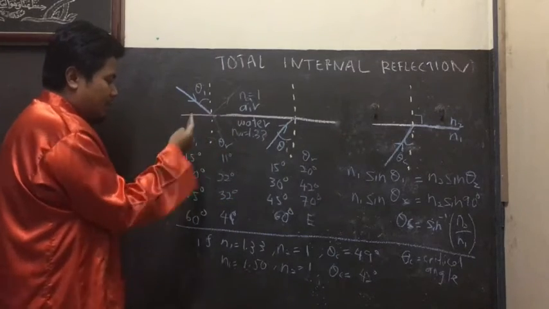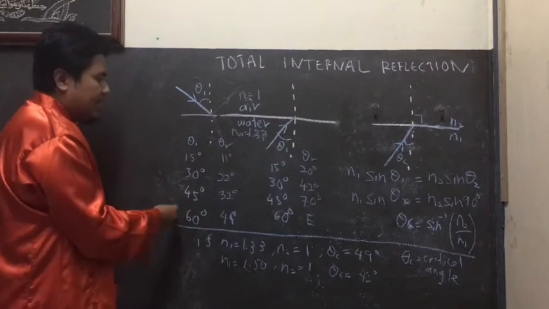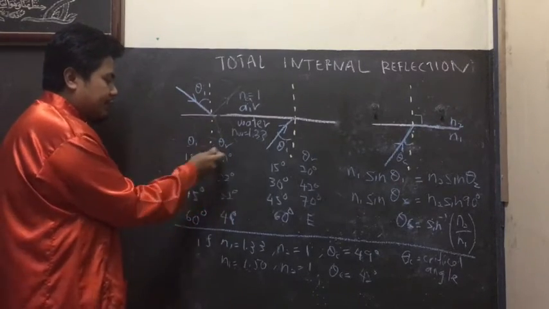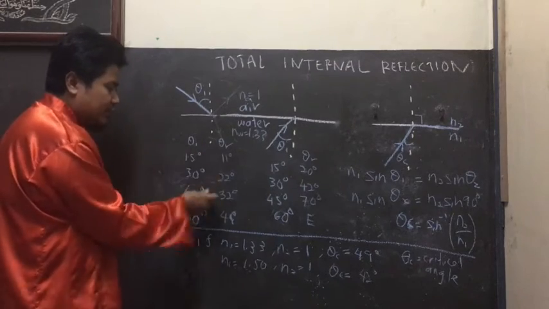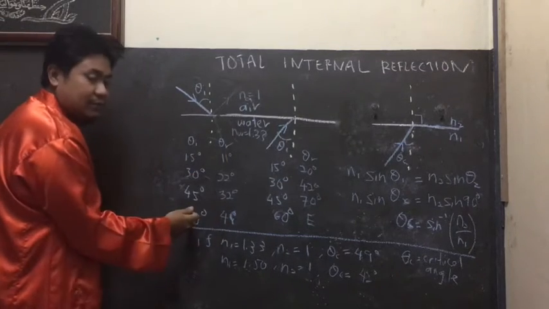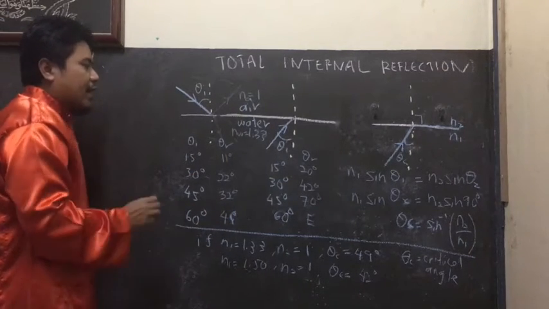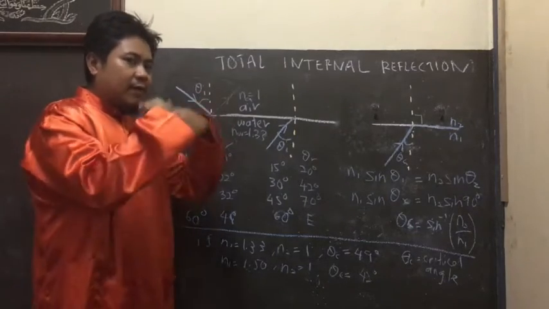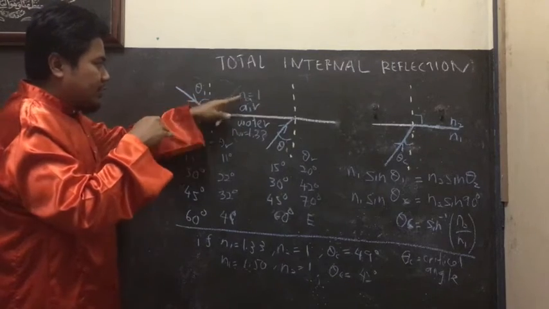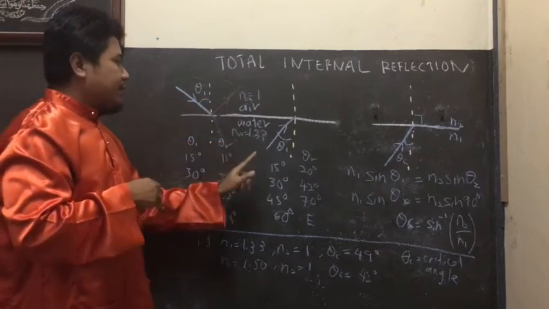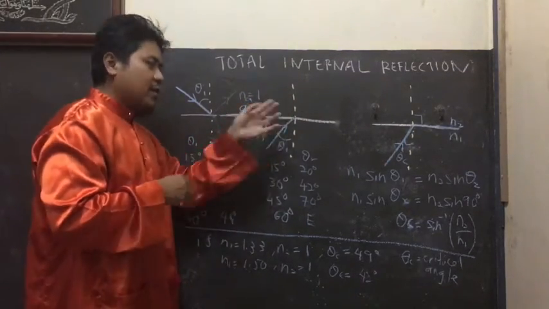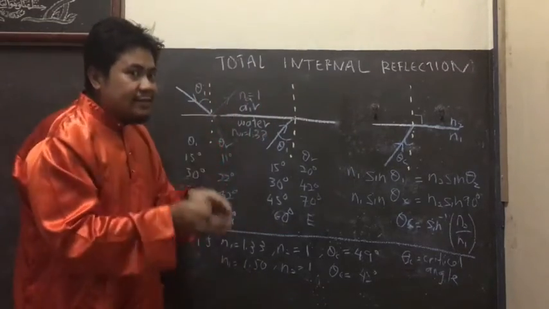Try out 15, 30, 45, 60 and confirm with your calculations. You will have the refracted angle for each value of 11, 22, 32, 41. So you can see that the refracted angle is always smaller than the incident angle. How about if the light comes from high index to low index? For example, from water to air, from glass to air, from glass to water.